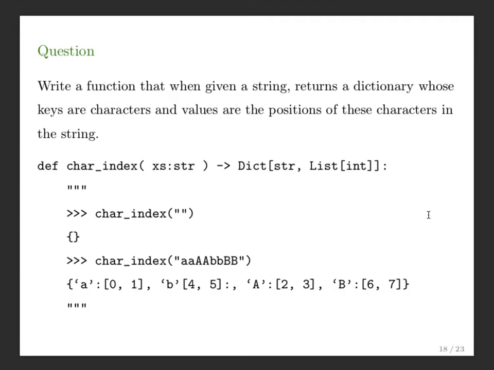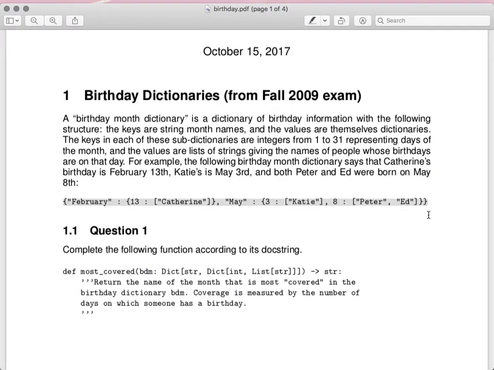Now, the question that was given on the exam for these students in 2009 was the following. Define a term called coverage. The coverage is going to be the number of days that a month has birthdays. So for February, there is one birthday. The 13th is the only day with birthdays, so its coverage is 1. In May, there are birthdays on the 3rd and on the 8th, so its coverage is 2. We don't care about the number of people with birthdays. We care about the number of days where there are people with birthdays.